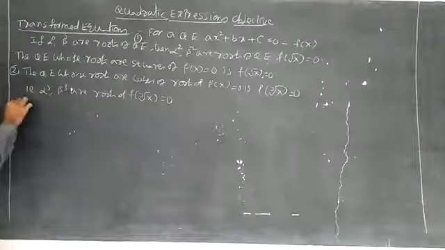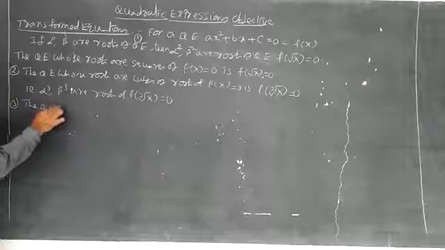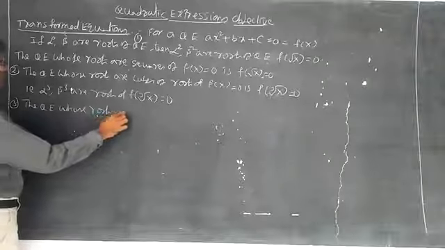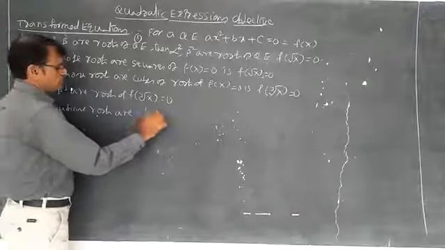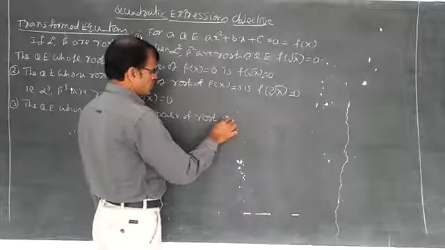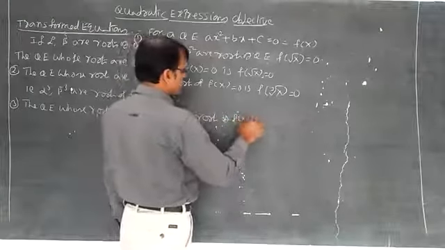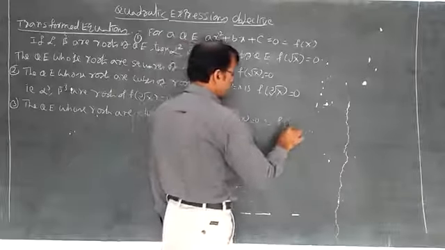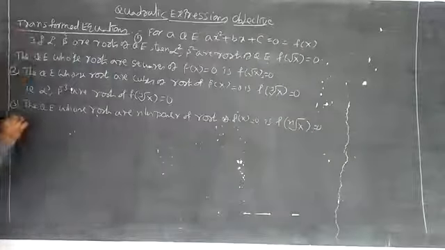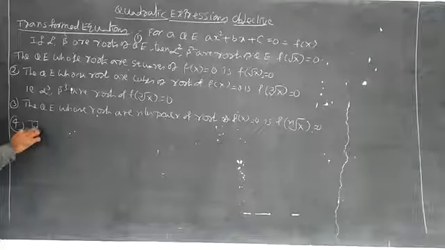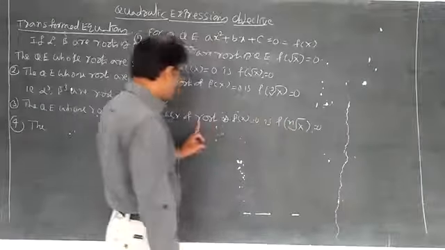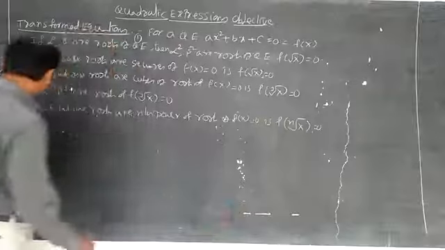Third one, the QE whose roots are nth power of roots of f of x equal to 0 is f of nth root x equal to 0. Students, that means here alpha power n and beta power n are the roots of this one, wherever alpha, beta are the roots of the equation f of x equal to 0.